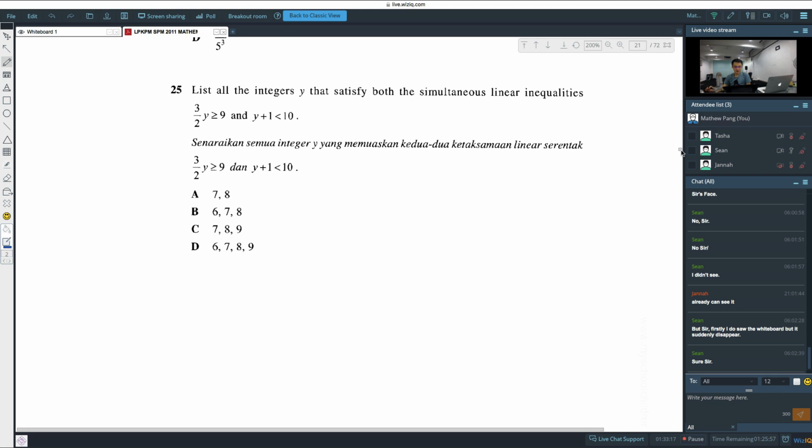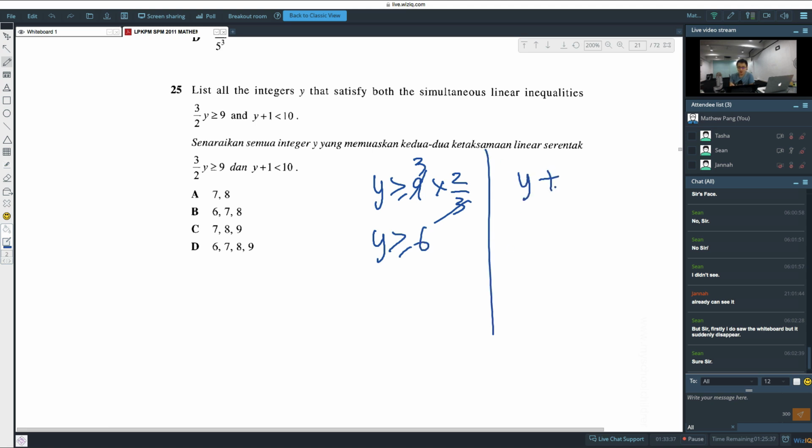Okay, 25. List all the integer y that satisfy both the simultaneous inequalities. So basically, you have to solve this one. y is bigger or equals to 9. The 3 over 2, I move to the other side, become 2 over 3. Then I simplify, y is bigger or equals to 6. The second one, y plus 1 is less than 10. So y should be less than 9.